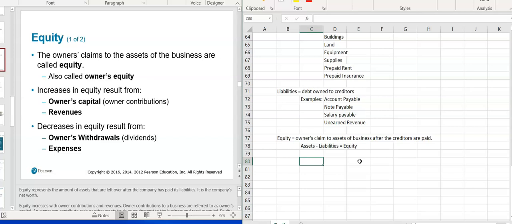But basically, equity is affected by several different things. All right, equity is increased by owner investments or owner contributions. All right, and revenue. So as the business earns money or earns revenue, that increases equity. And then equity is decreased by owner withdrawals. So if, for instance, you have shareholders and you pay them a dividend, then it comes out of equity. So it's decreased by owner withdrawals and expenses.